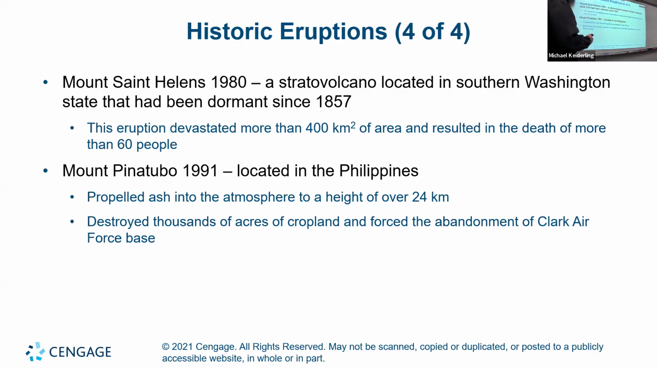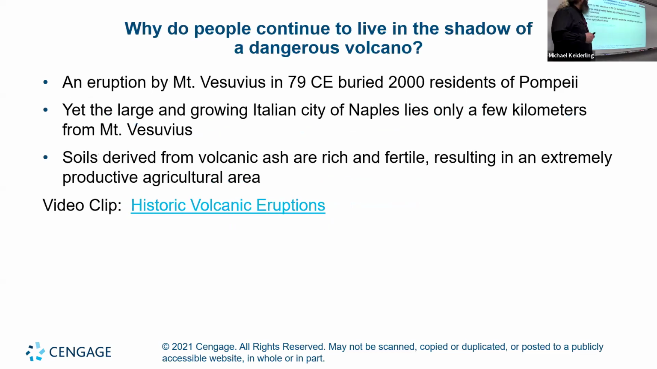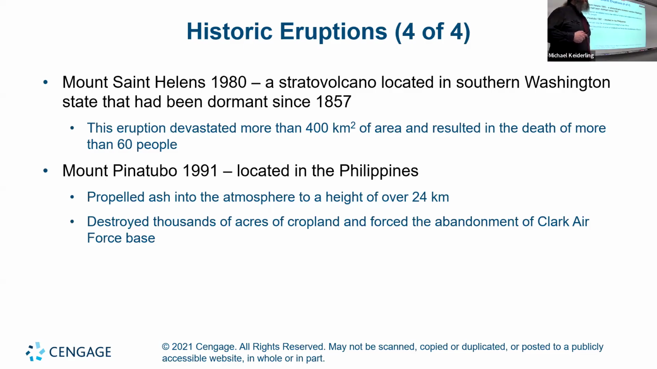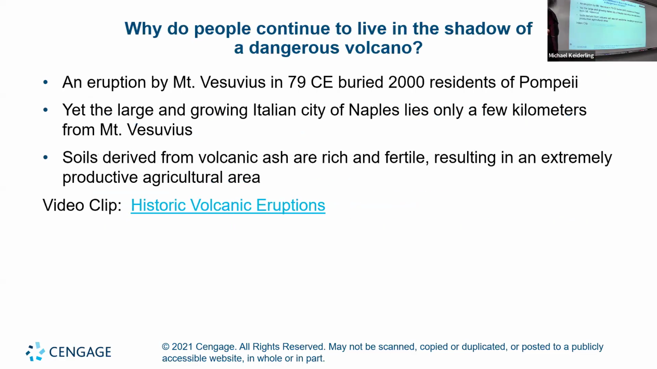Mount Pinatubo in 1991 in the Philippines propelled ash into the atmosphere to a height of over 24 kilometers. It destroyed thousands of acres of cropland and enforced the abandonment of the Clark Air Force Base. And I think there's a more recent one in Indonesia that basically just blew up an island. So you can get tsunamis from violent volcanic eruptions.